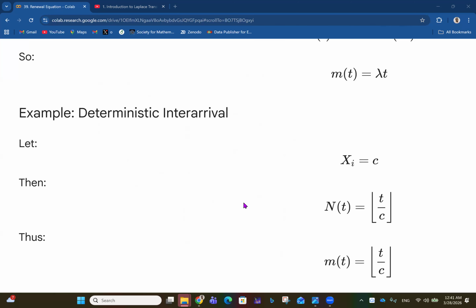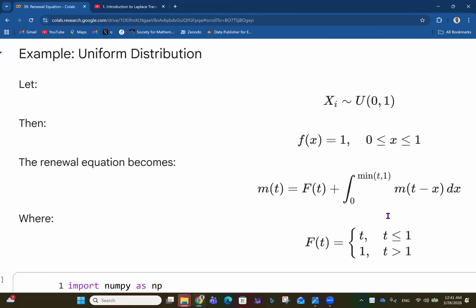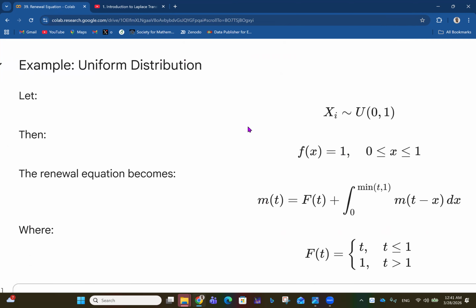So that is deterministic. In that case, we can say n of t is t over c, and of course that corresponds to something like a uniform distribution. And in that case, n of t and m of t are the same, and you have the floor of t over c, the integer part of the value of t over c. And of course, that takes us to the uniform distribution proper.